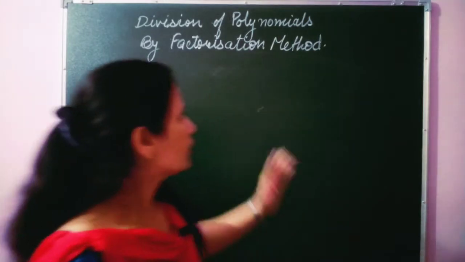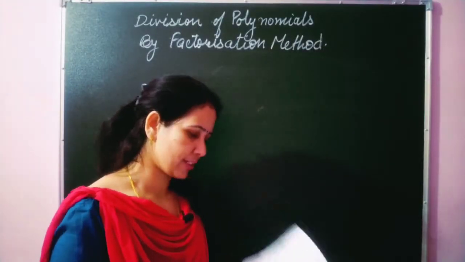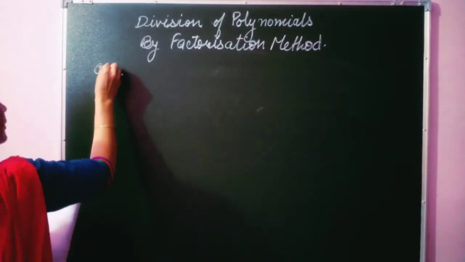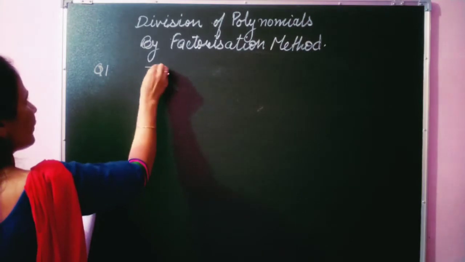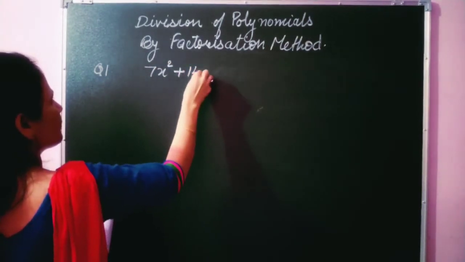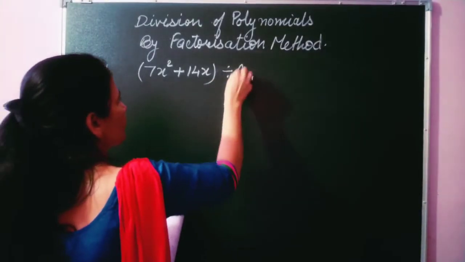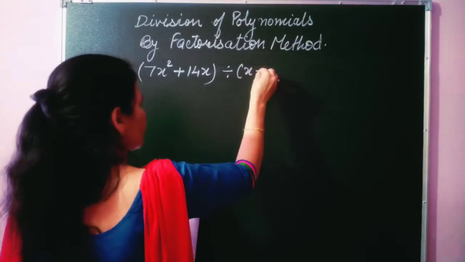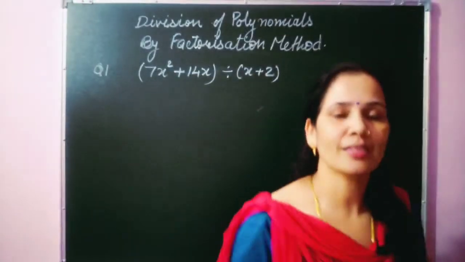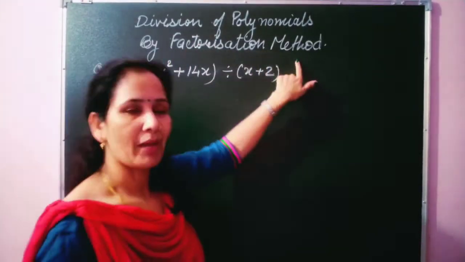I'm going to explain this with the help of one example, from the exercise, question number 1. We have to divide 7x square plus 14x by x plus 2. So students, here the first term is the dividend and the second term is the divisor. Here we are going to use the factorization method.